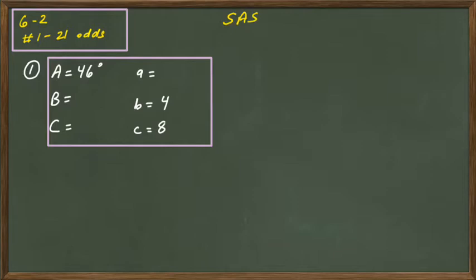Now I have choices. There's 3 of them. I don't know if you want to use the one that has angle A. That might be a good way to do it. Which one has angle A? The one that starts with side A. So A squared equals B squared plus C squared minus 2BC cosine of angle A. So this will allow me to find side A.